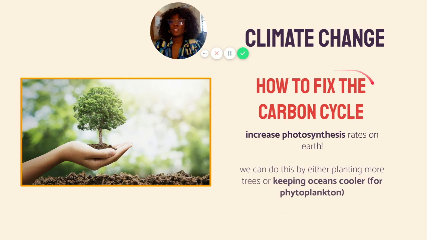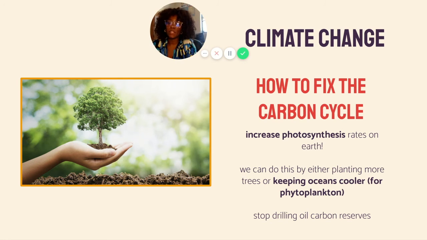Okay, so how can we fix the carbon cycle? Well, we can increase photosynthesis rates here on Earth. And how can we do that? We can increase photosynthesis by planting more trees and by keeping oceans cooler. Because remember, our phytoplankton like it to be cool in their oceans. They can mix a lot if it's cool.